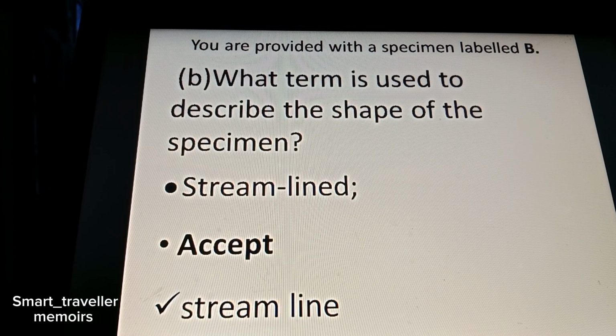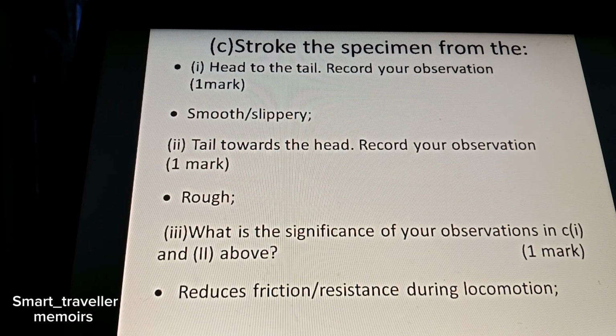You are provided with specimen labeled B. What term is used to describe the shape of the specimen? Streamlined. Accept streamline. Stroke the specimen from the head to the tail. Record your observation. From the head to the tail, smooth, or you say slippery. Stroking from the tail towards the head, record your observation. Rough.